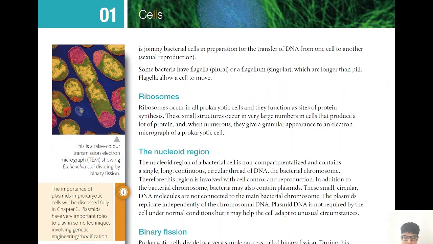In addition to the bacterial chromosome, bacteria may also contain plasmids. These are small circular DNA molecules separate from the main bacterial chromosome. The plasmids replicate independently of the chromosomal DNA, and plasmid DNA is not required by the cell under normal conditions, but it may help the cell adapt to unusual circumstances.